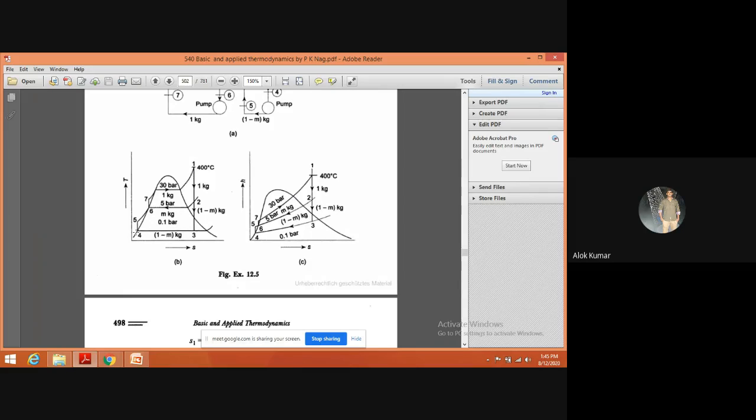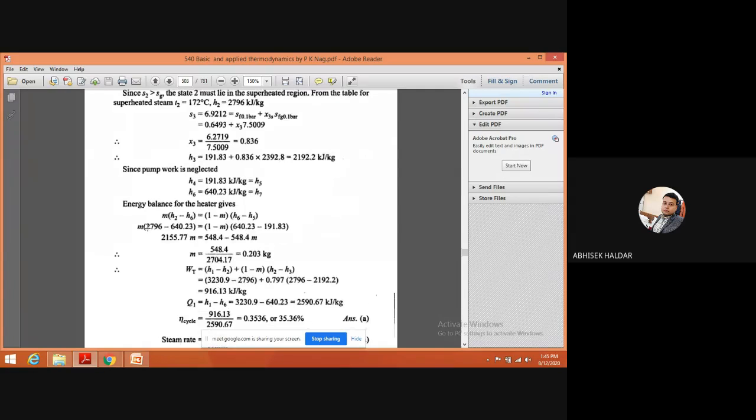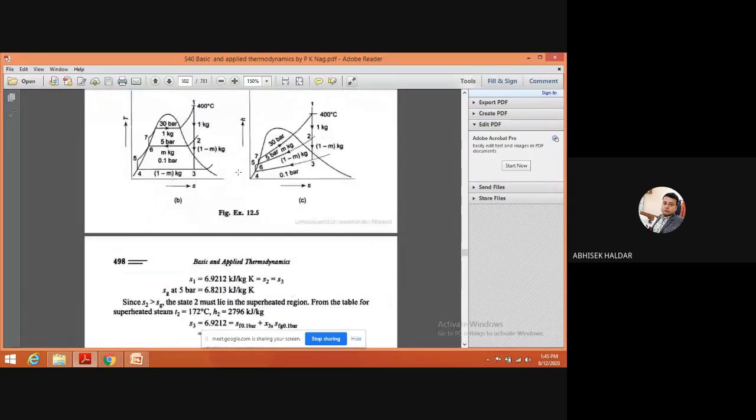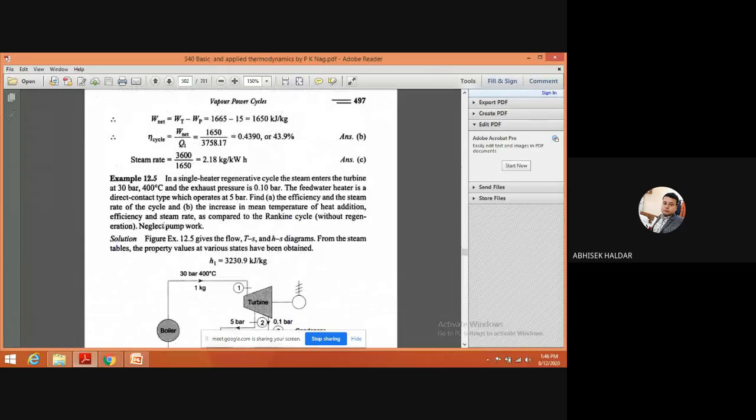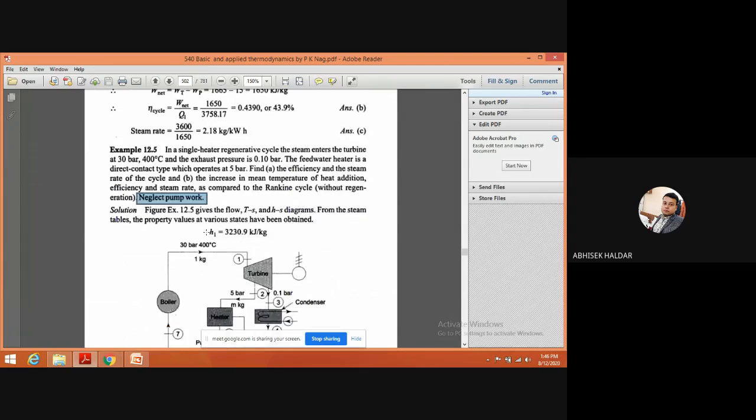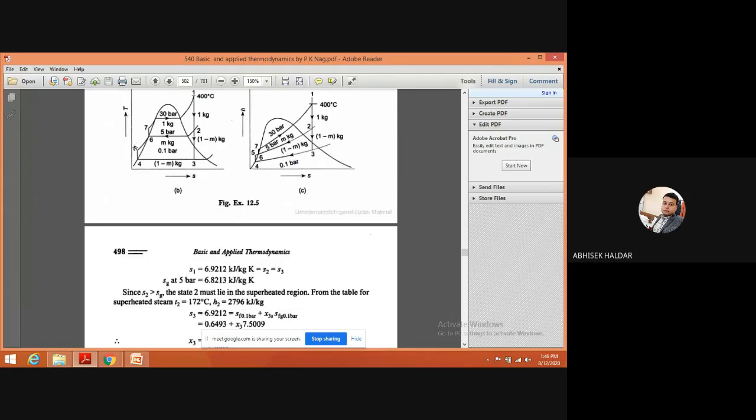Sir, how can H4 and H5 be the same? It may be the same only if it is written in the problem that pump work may be neglected. Otherwise I have to calculate the pump work, and it should not be the same. Yes, you are correct, it should not be the same because pump work is there. But in the problem it is written to neglect pump work. So then you don't need to calculate the pump work, and H5 and H4 are the same.